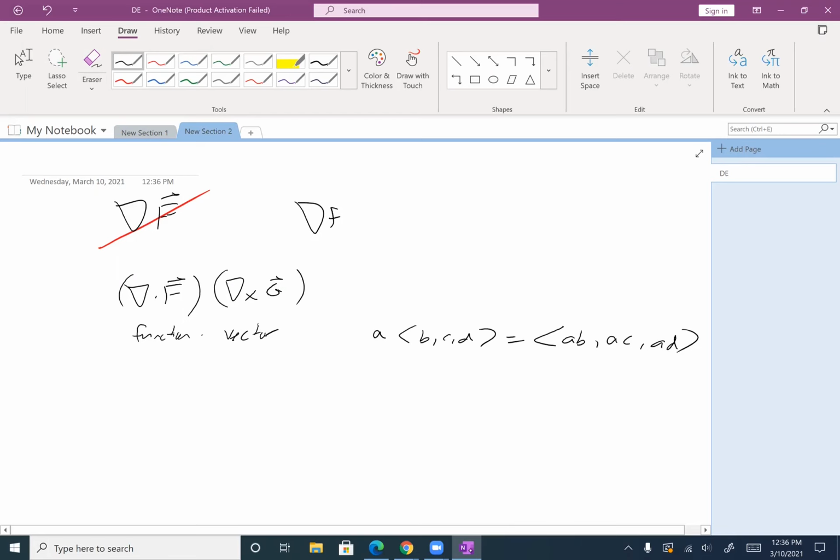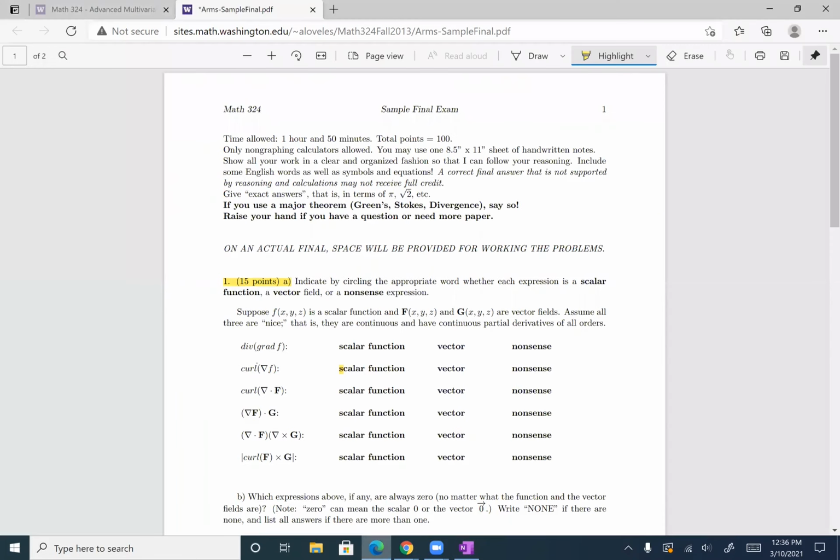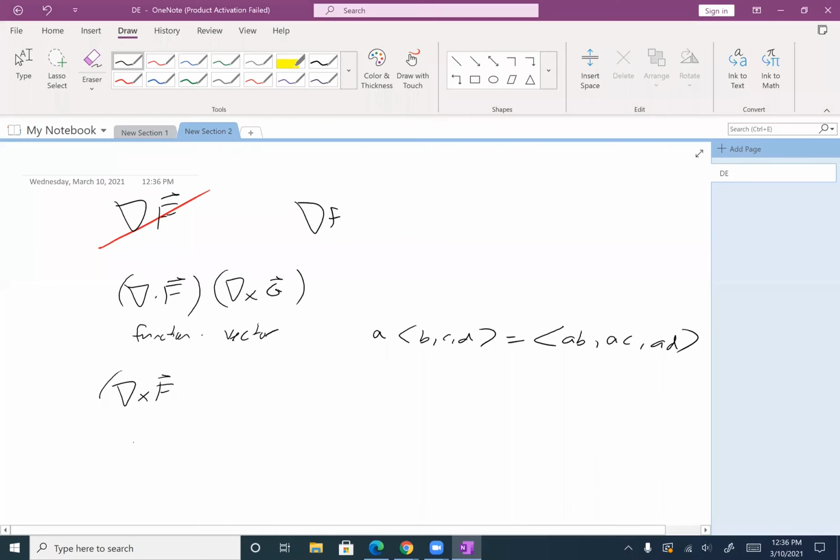On the other hand, this one, curl f cross g, is also okay, because this is basically a vector cross another vector. And the cross product is well-defined precisely on vectors. So there's just no problem here.